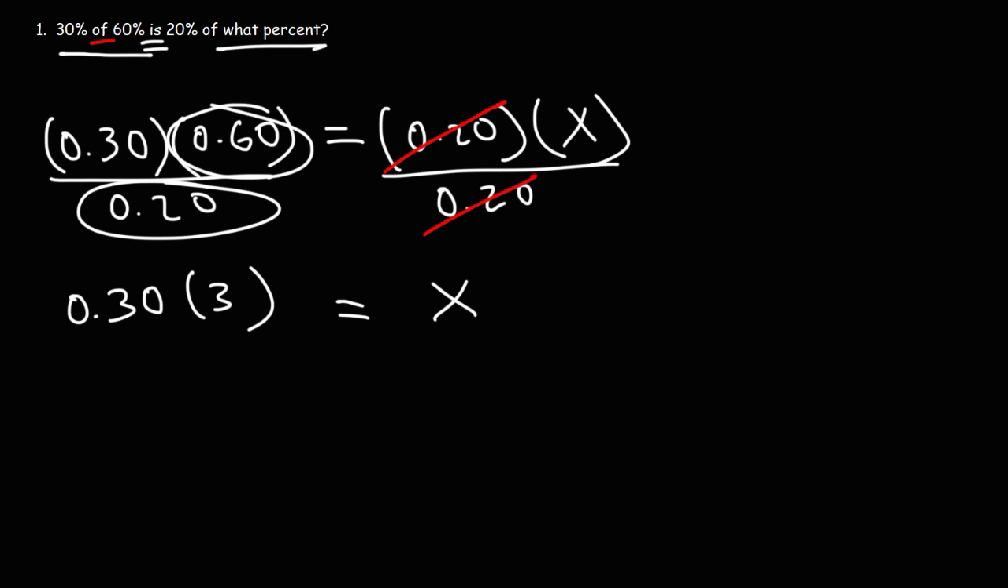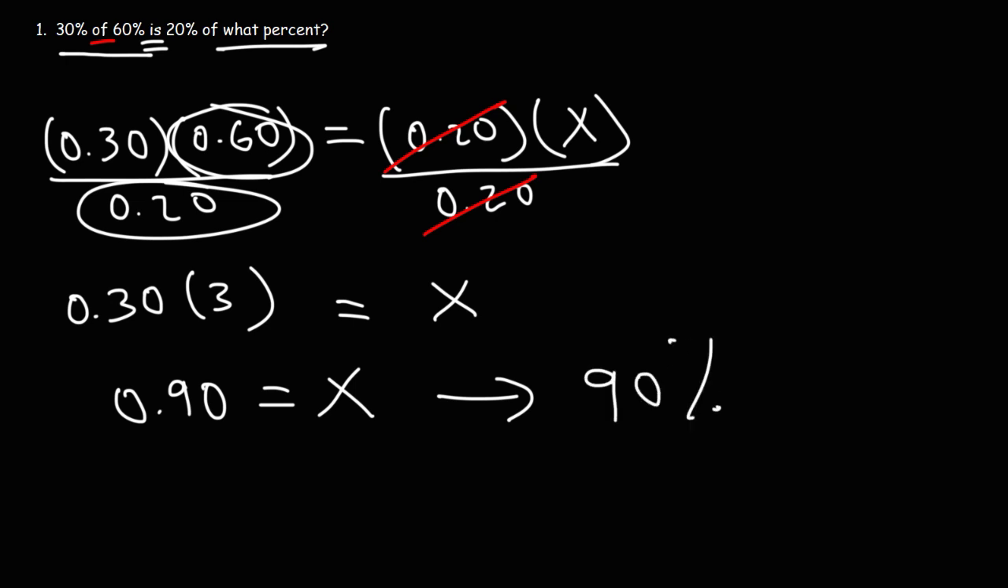30 times 3 is 90. So 0.30 times 3 is going to be 0.90. And so this is our answer as a decimal. Now what is 0.90 as a percent? If you multiply it by 100, that's going to be 90%. So that is the answer to the question. 30% of 60% is 20% of 90%.